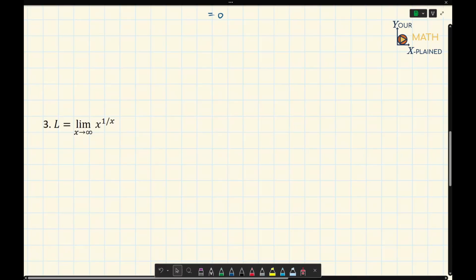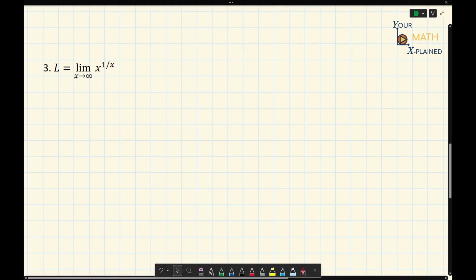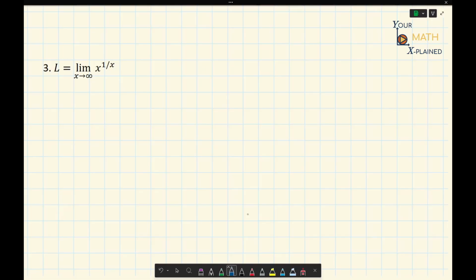And now for the last example in this video, we want to find the limit as x approaches infinity of x to the power of 1 over x. So this one is in the form of infinity to the power of 0. And by now, you should know exactly how to start. We start by taking the natural log of both sides, so ln of L is equal to the limit as x approaches infinity of 1 over x times ln of x.